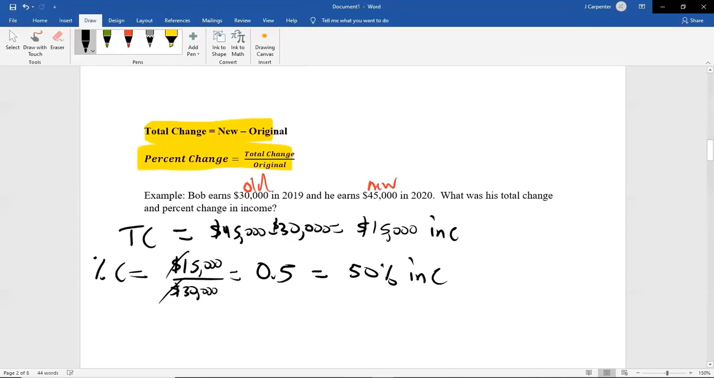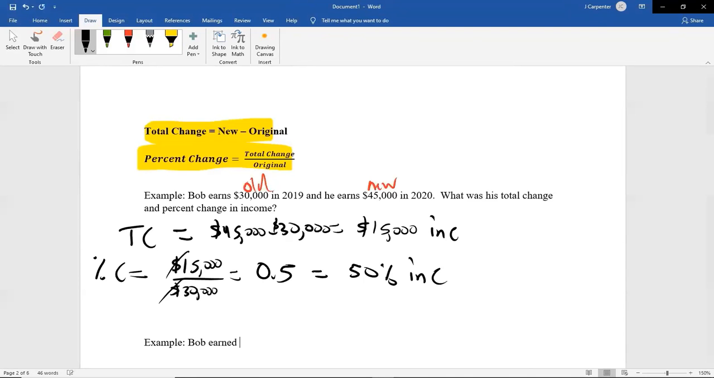All right, next example. I really like the income ones, and you'll see me do some more income problems in the QR class on Thursday, but I'll also approach them from different angles. I won't just always give you the old and the new. Maybe I give you the percent change and you got to figure out the new. Or maybe I give you the percent change and the new and you got to figure out the old. So we'll be doing all of that next time, but not today.